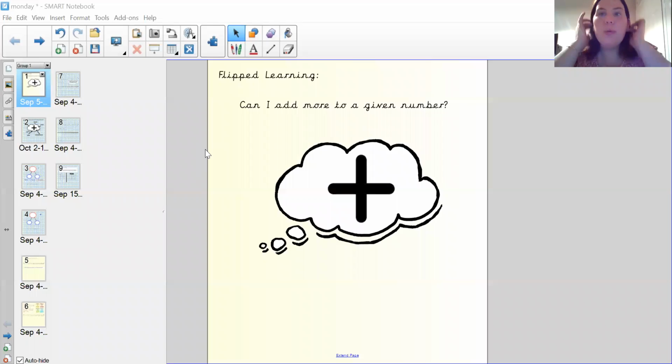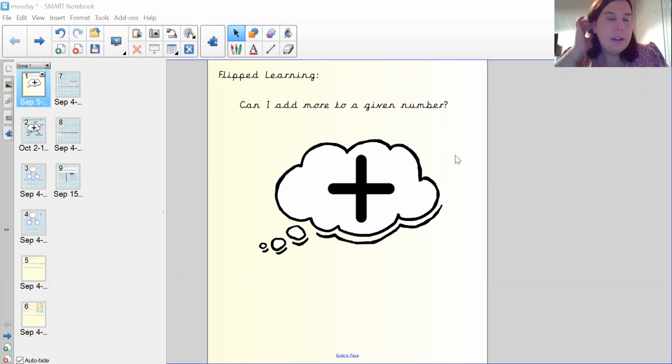Today we are going to be focusing on addition. Okay, so we're still going to continue with what we have been learning in school and we are going to be looking at finding more. Okay, so we're going to be adding more to a given number this week.